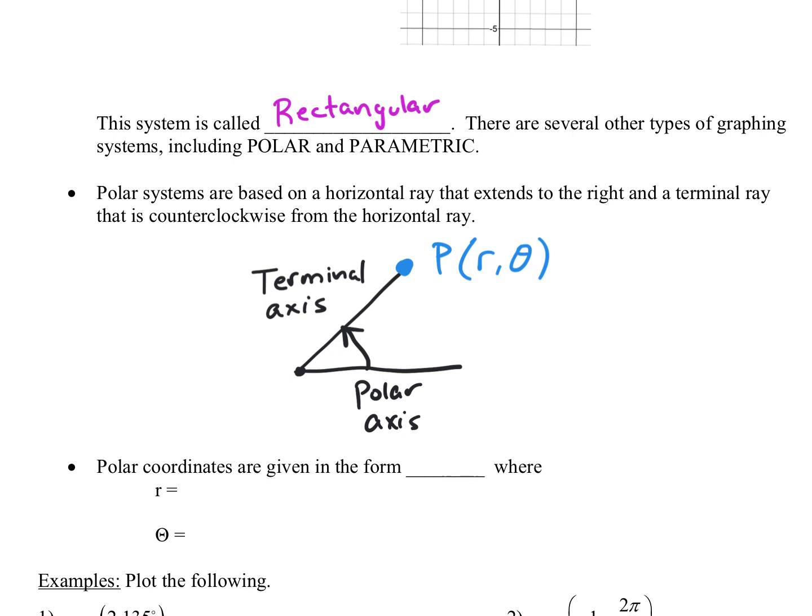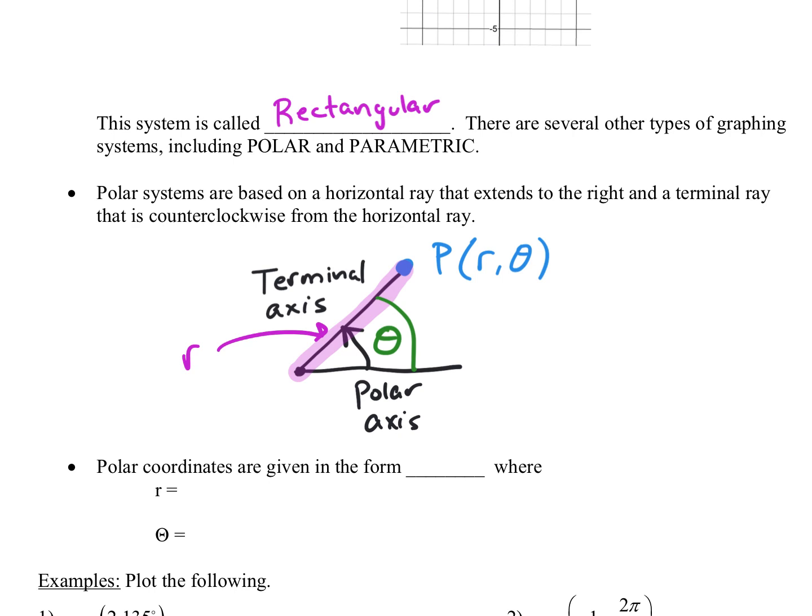In our new system, we have new variables that we're using, r and theta. The r value is representing the distance from the central axis to the point itself. So this distance here, I'm trying to label it, is known as r. And theta, as you might imagine, is going to be represented by the angle here, right? This angle here.